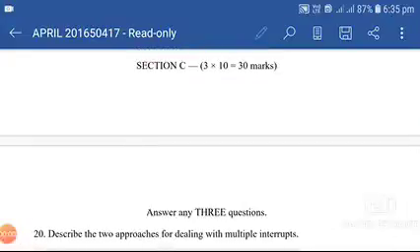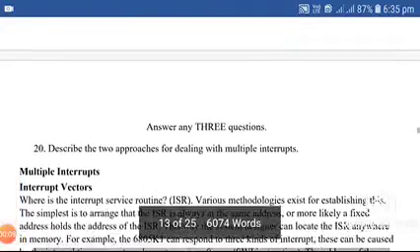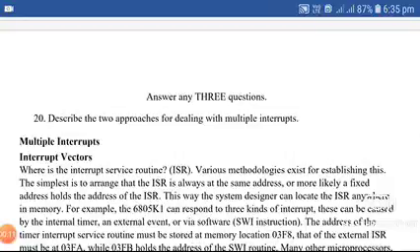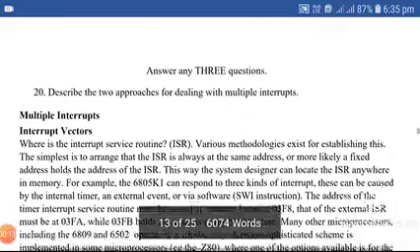Next, we are moving to part C in university questions of computer architecture. So now the 20th question in part C. Describe the two approaches for dealing with multiple interrupts.